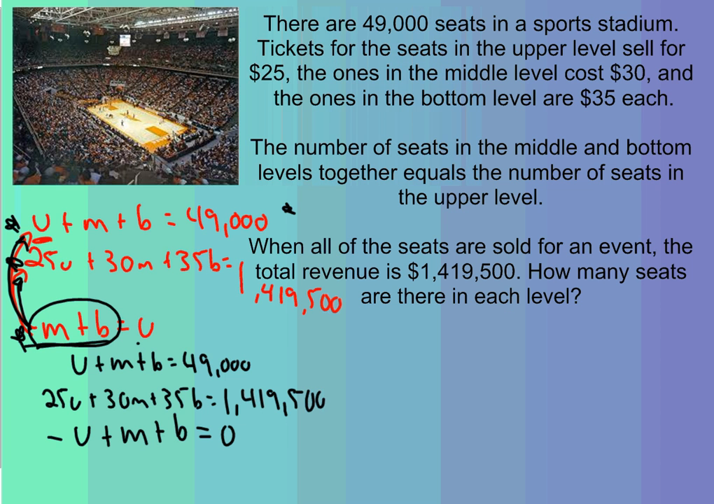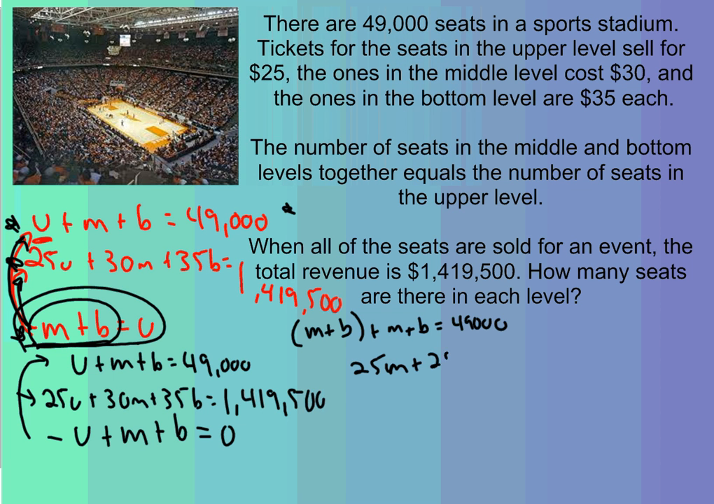So now I want to do a little substitution. Remember, M plus B equals U, so substitute that in here and here. So what this will be is M plus B plus M plus B equals 49,000. This one's going to be 25U, 25M plus 25B plus 30M plus 35B equals 1,419,500. So simplified, 2M plus 2B equals 49,000.